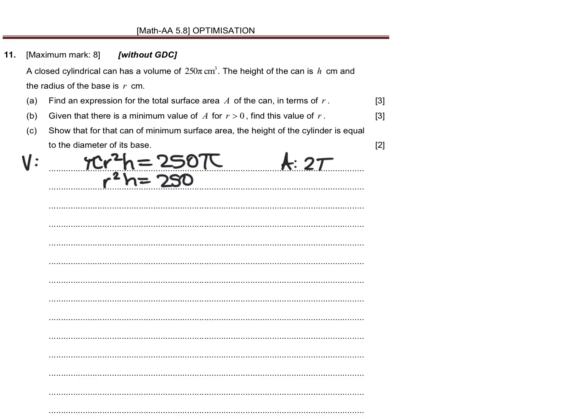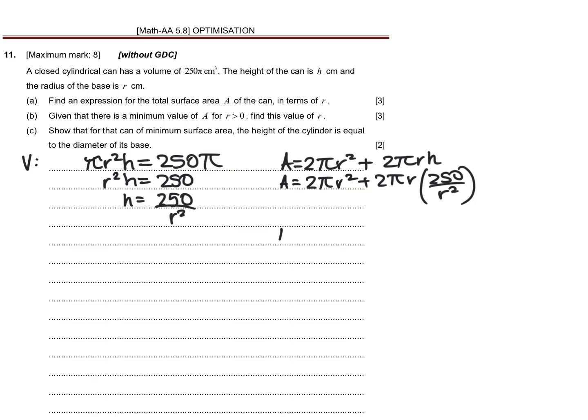We've got two circles, top and bottom, so pi r squared each. And then we have the curved surface area outside, which is 2 pi r times the height. Okay, so this is the area. Now, in terms of r, so we have to solve this thing and put it into here to get area just in terms of r. So now we're going to have 2 pi r squared plus 500 pi over r, okay, because this cancels with that.